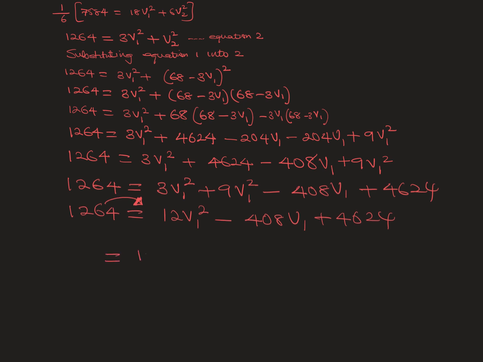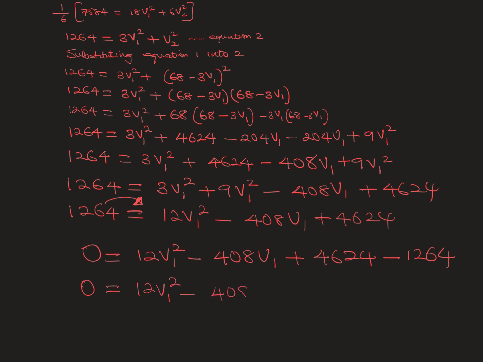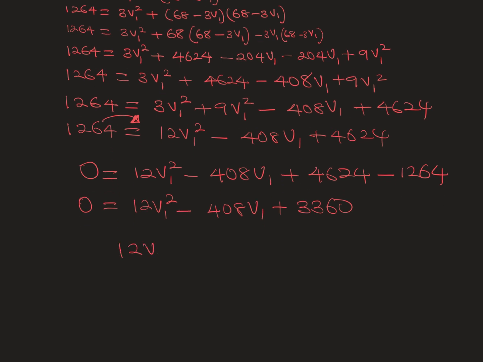So I will have 12 V1 squared minus 408 V1 plus 4624 minus 1264 is equal to 0. So that is 0 is equal to 12 V1 squared minus 408 V1, 4624 minus 1264. That gives positive 3360. So this can be said 12 V1 squared minus 408 V1 plus 3360 is equal to 0.